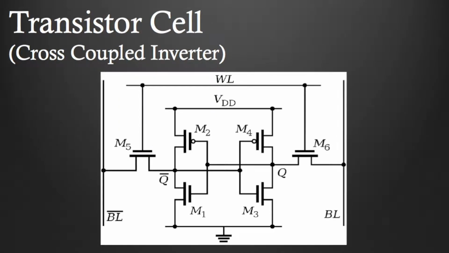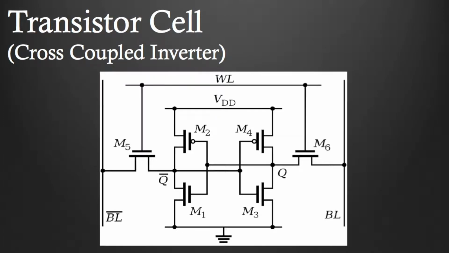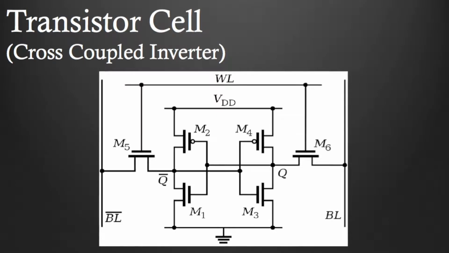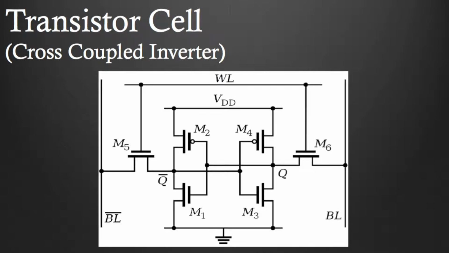To write, send the value that needs to be stored to the BL and BL naught lines. The WL line is triggered and the value is latched into the storage cell. However, the bit line drivers must be stronger than the transistor for the value to be stored.